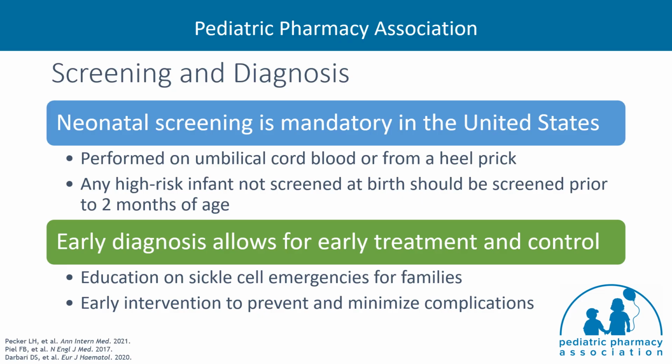Neonatal screening is mandatory in the United States for sickle cell disease. It's going to be performed on the umbilical cord blood or from a heel prick at birth. And any high-risk infant, so patients who have parents with a known history of sickle cell disease or sickle cell trait, if they were not screened at birth, they should definitely be screened prior to 2 months of age. And this is really because early diagnosis allows for early treatment and control of disease. We can educate our families on sickle cell emergencies and have earlier interventions to prevent and minimize complications.